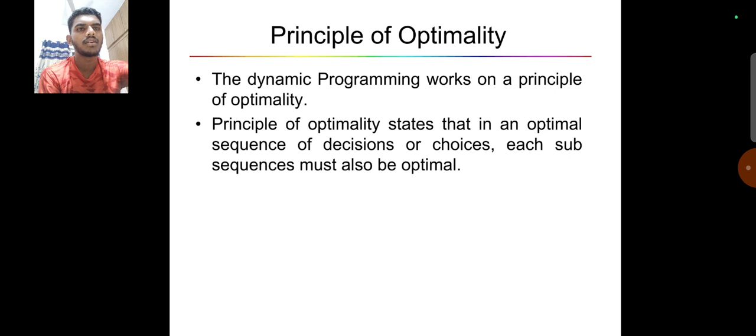Principle of optimality. Dynamic programming works on the principle of optimality. The principle of optimality states that in an optimal sequence of decisions or choices, each subsequence must also be optimal.